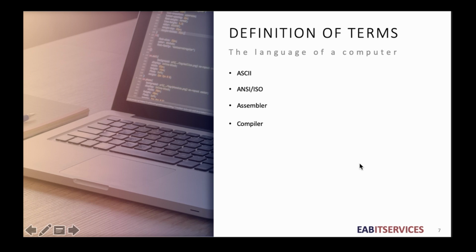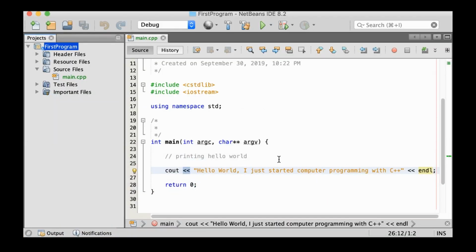The next is a compiler. Now, this is a program that translates instructions written in a high-level language into an equivalent machine language. So what we have written here is a high-level language.